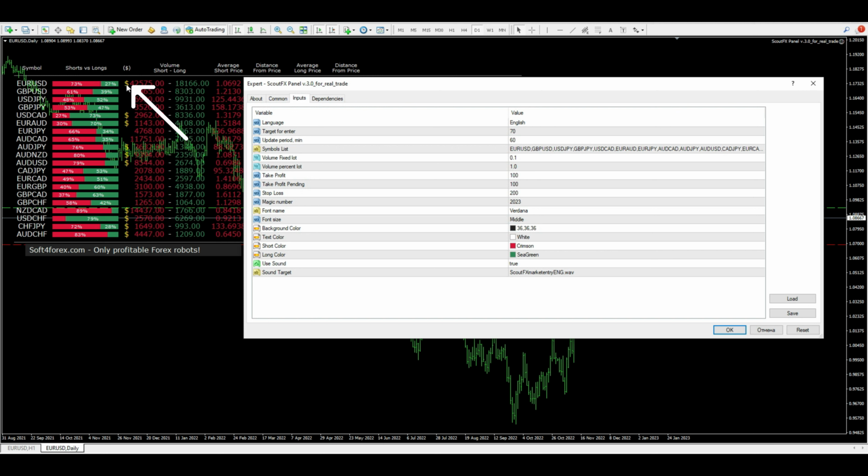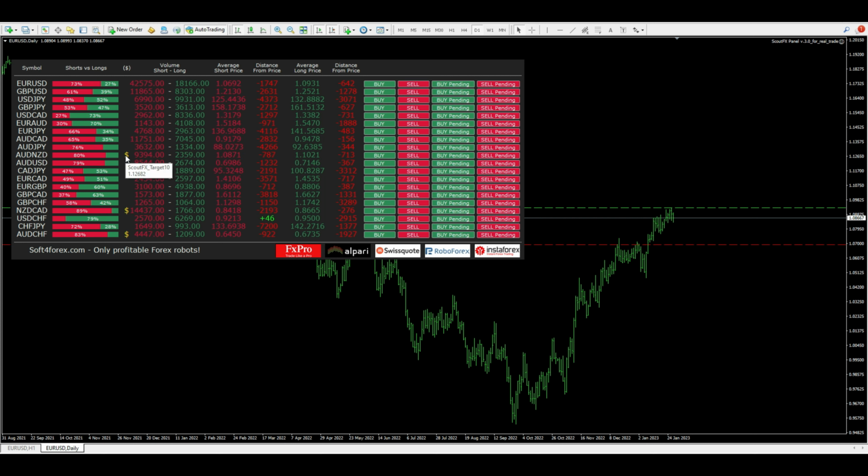Now the settings are set to 70% overweight on the positions of the trader. This means that more than 70% of traders have chosen to move in the direction of buying or selling this instrument. You can change the value in this setting according to your preferences, in the range from 51% to 99%. Switching between tool charts is easy. Just click on the name of the instrument and ScoutFX will switch to the chart of the instrument you have chosen.